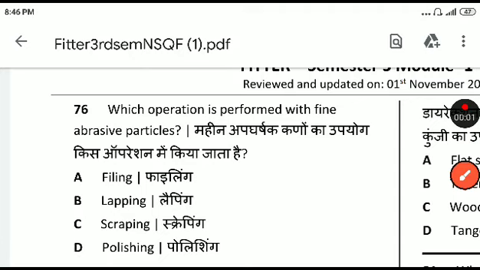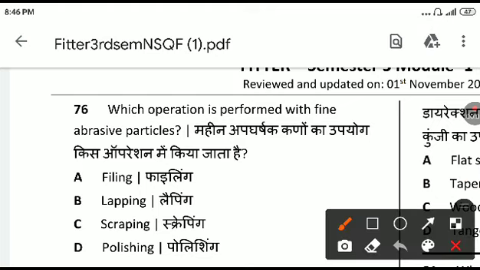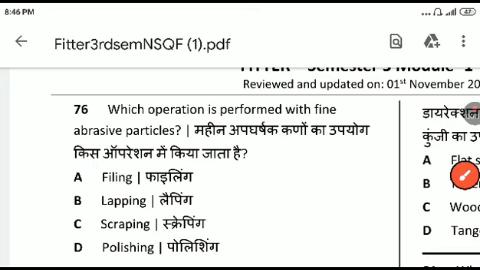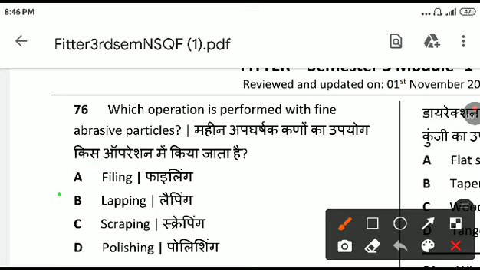Which operation is performed with fine abrasive particle? Fine abrasive particle is not used in filing. In filing process, file is used. Lapping, option B answer.